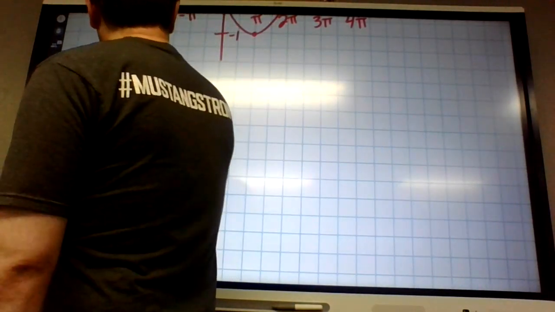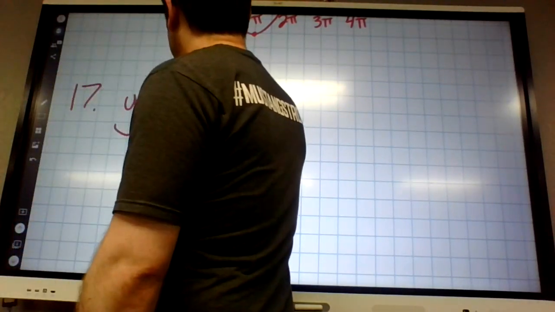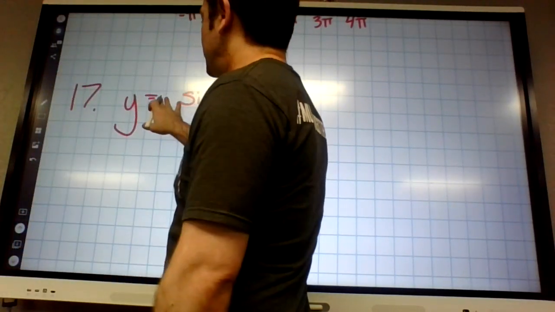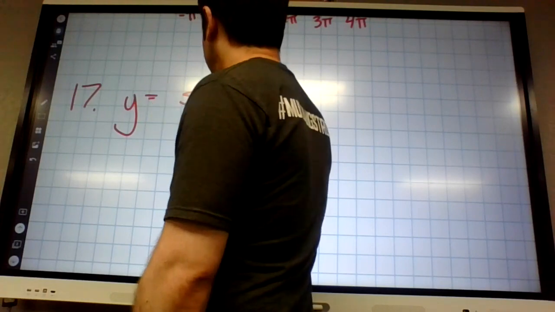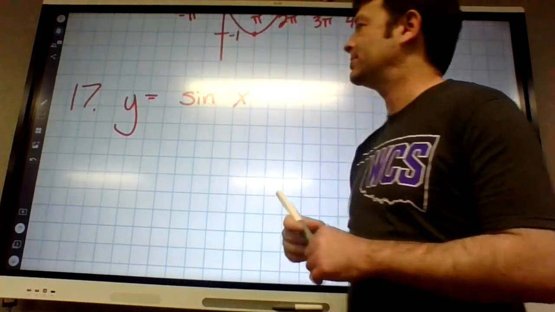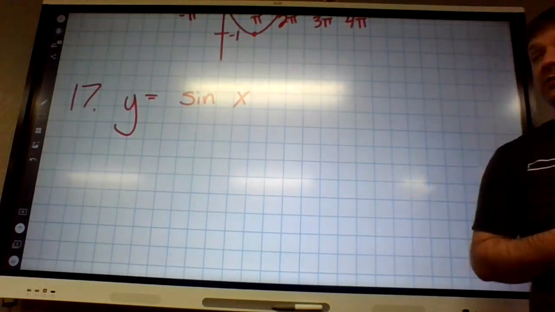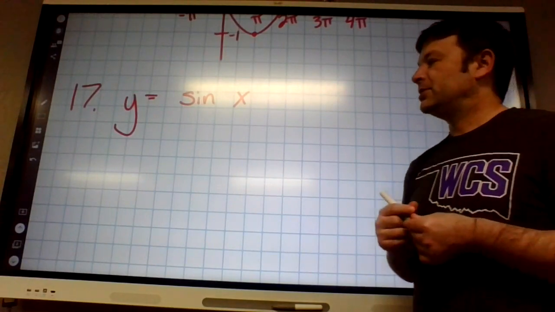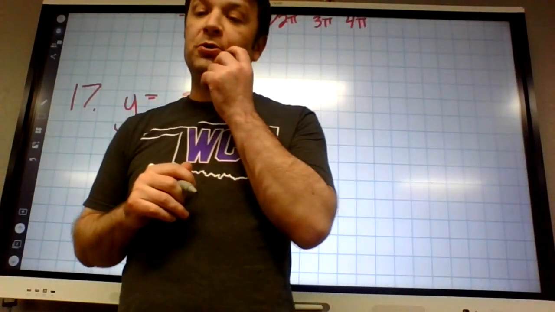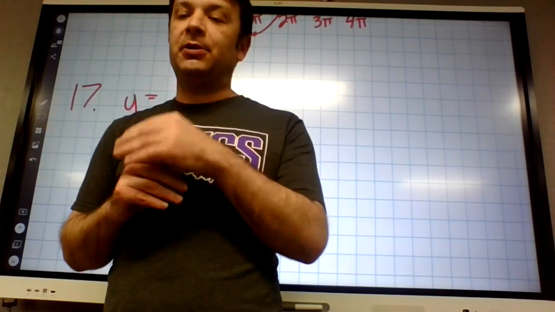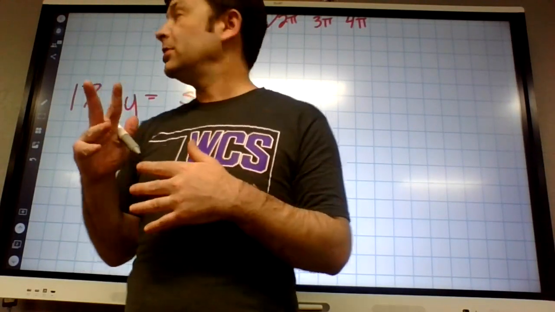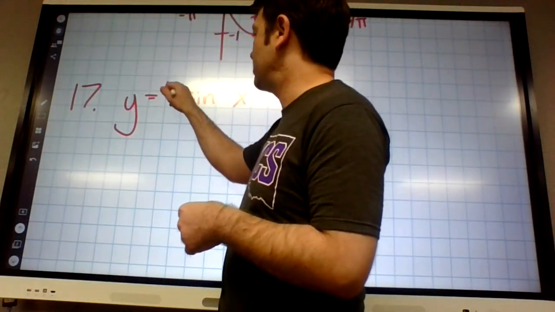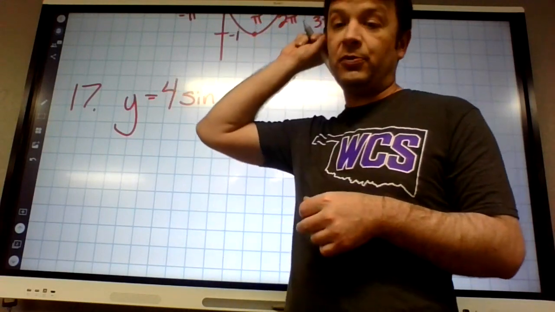So what I'm going to do, I'm going to leave a little blank in front of the sine in case we need to change the amplitude. And I'm going to leave a blank in front of the x in case we need to change because of the period. So what is the amplitude on number 17? How high is it going? 4. So I'm just going to put a 4 right there. It's going up 4 and down 4 from the middle.